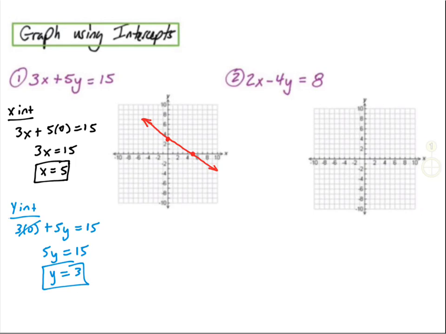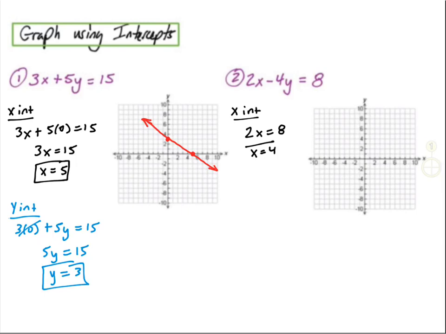Let's try this one more time, this time with the second example. So let's start by finding our x-intercept. Find the x-intercept, plug in 0 for y. Anything times 0 becomes 0. So in reality, we're left with 2x equals 8. Divide by 2, x is 4.